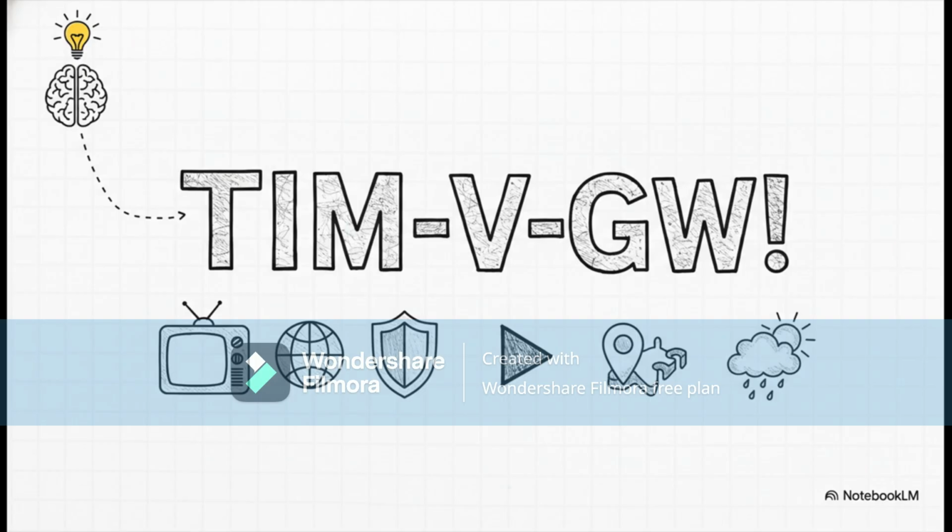And finally, to make sure those key uses really stick in your brain, I've got a little memory trick for you. It might sound a bit random, but trust me, it works. Just remember these letters, TIMGW. So what's that for? T for TV, I for internet, M for military, G for GPS, and W for weather.